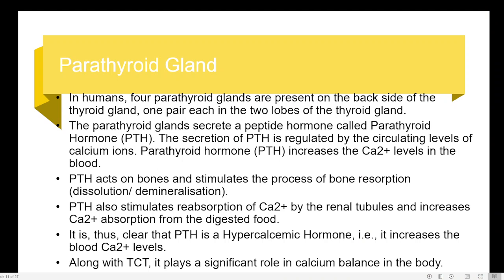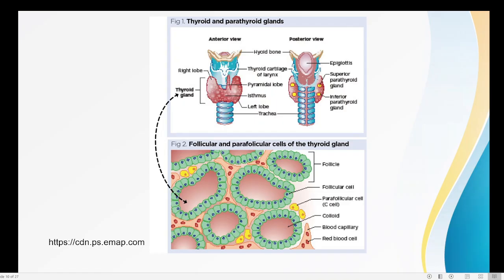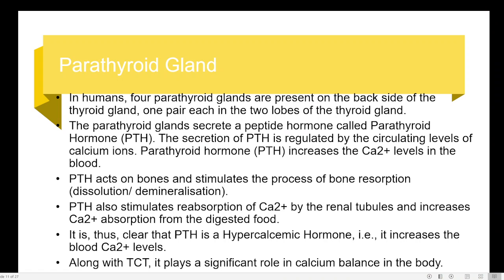In humans, four parathyroid glands are present on the back side of the thyroid gland. Not on the front side, but actually at the back side. See, this is the front region and this is the back region. We have four parathyroid glands at the back of the thyroid gland, one pair on each of the two lobes of the thyroid gland. And the parathyroid gland secretes a peptide hormone, meaning a protein hormone, called parathyroid hormone, abbreviated as PTH. The secretion of PTH is regulated by the circulating level of calcium ions.